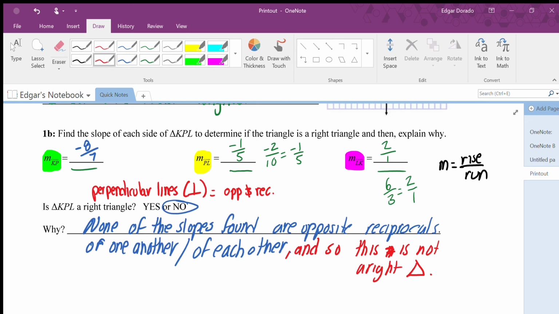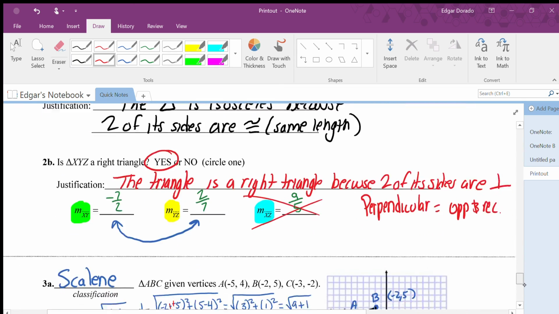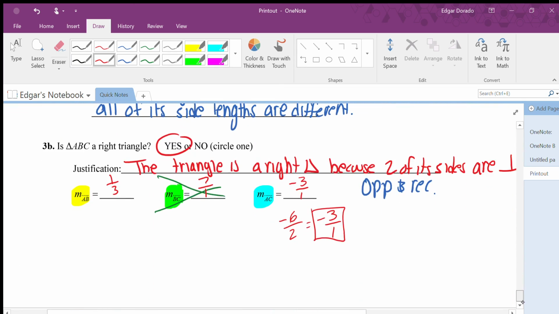Again, the only time you can have a right triangle is if you have a set of perpendicular lines. And the only way to identify if you do have perpendicular lines is if any of those slopes are opposite and reciprocal slopes. Okay? If you do have that, then yes, the triangle is a right triangle, and the reason why is because two lines are perpendicular.